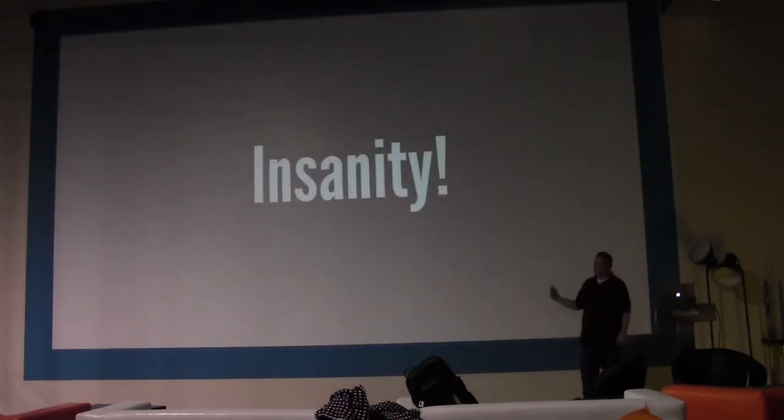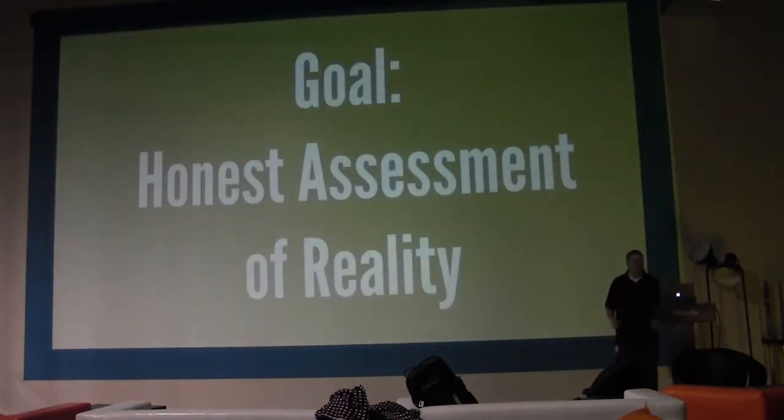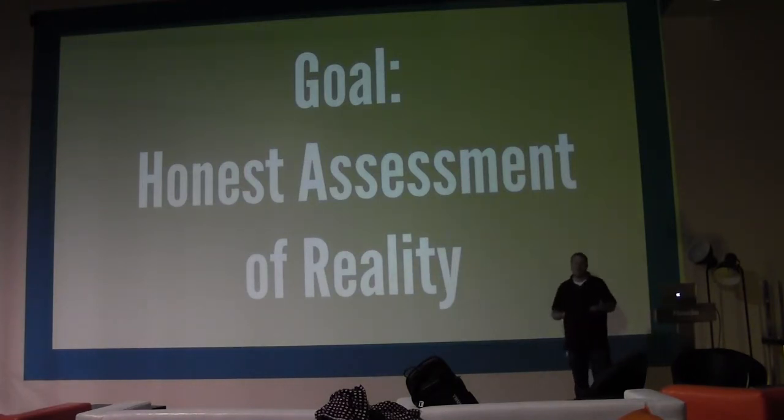And so, it's insanity. And so the goal for us as a team, when we use Agile, just as a team in general, even though we use Agile, is to go in and have an honest assessment of reality. Say, what's realistic? What's honestly going to happen? Where are we honestly at? I don't want to not bring a report up or whatever. Like, where are we seriously at?